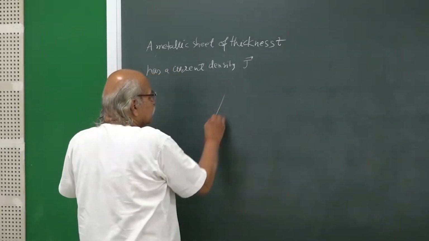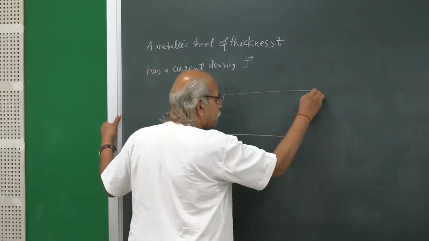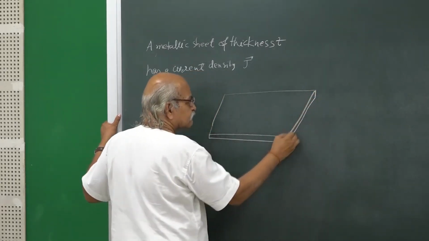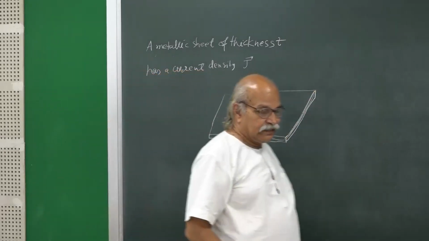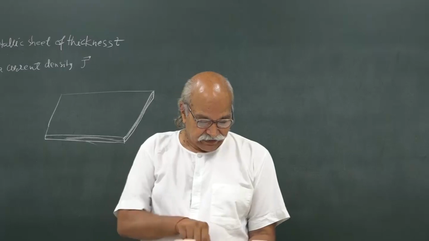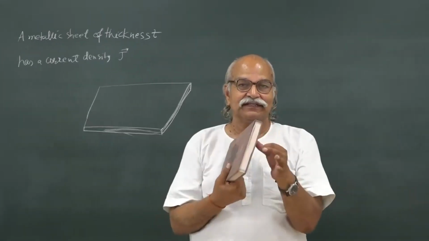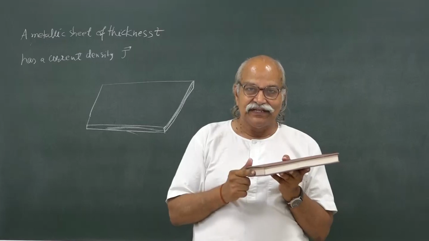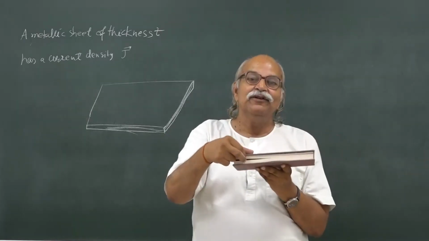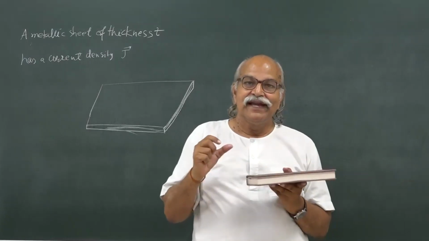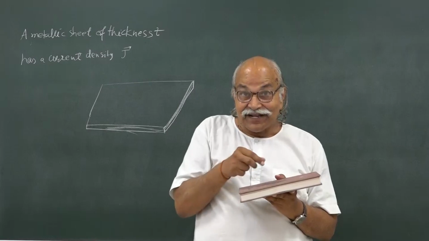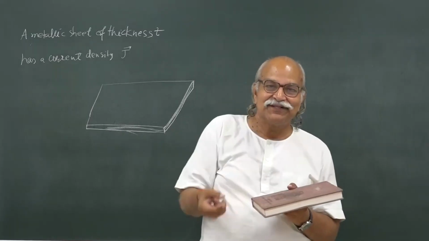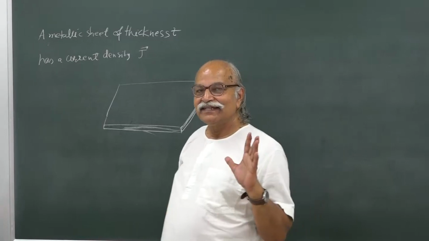So you have this metal sheet. Let's say this is your metal sheet. This is the thickness. It's a sheet like this. Of course, this thickness is quite small. So there is a current density, volume current density J. That means inside this sheet, somewhere you take some small volume element d tau and see how much is the current there. So you make a small cross section, then see how much charge is going from this side to that side, divide by that area and get that J.